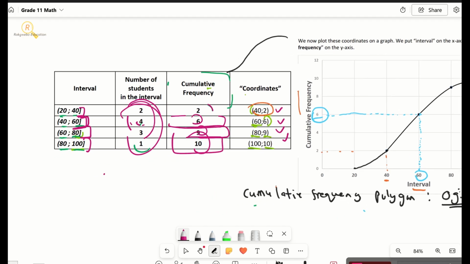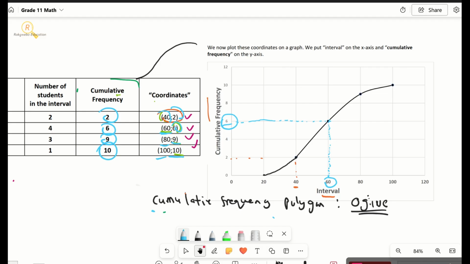How do we draw this graph? We draw points. We use the upper bound of the interval as our x coordinate, and the cumulative frequency value as the y coordinate. The upper bound 60 is an x coordinate, and this value is our y coordinate. Then the 80 x coordinate with the 9 y coordinate. Lastly, the 100 x coordinate with the 10 as our y coordinate. We plotted these points.